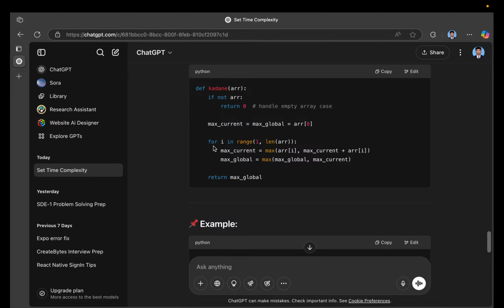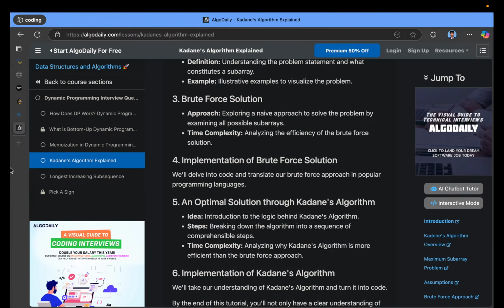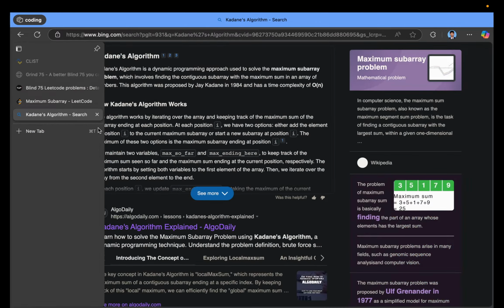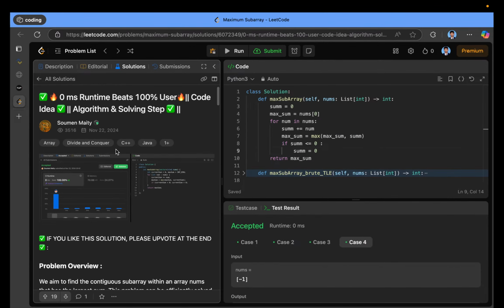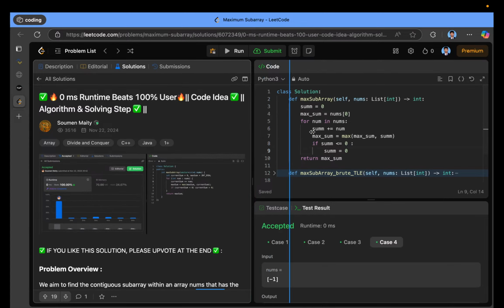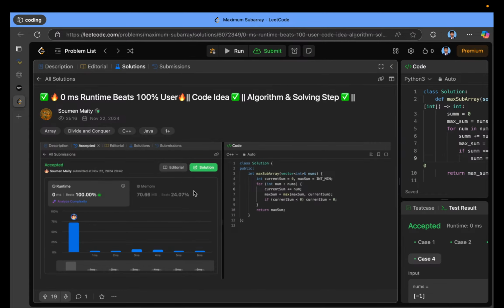Max is arr[0], max current, max global is 1, same. Everything is the same. But this is not what I am searching for. I am searching for the divide and conquer solution of this thing. Okay, so let's find out. I don't need code. I need this guy.